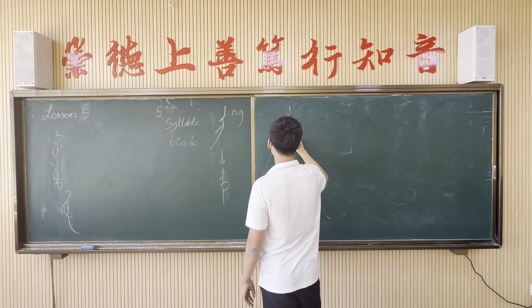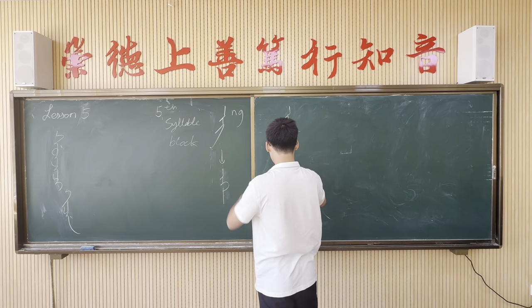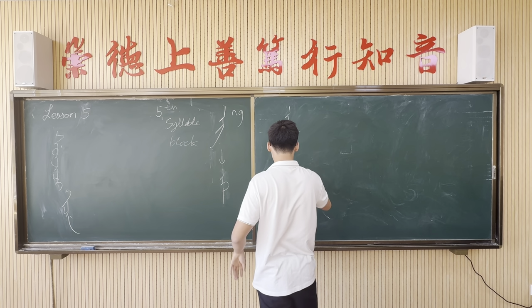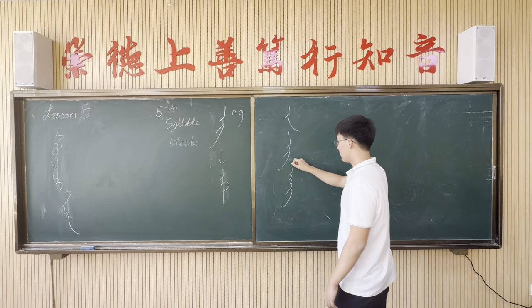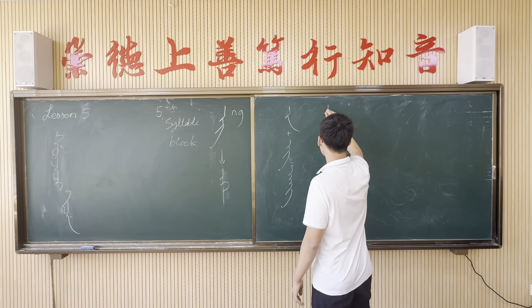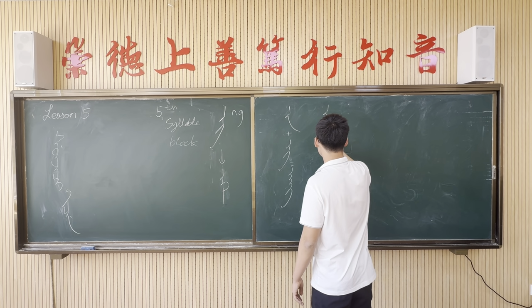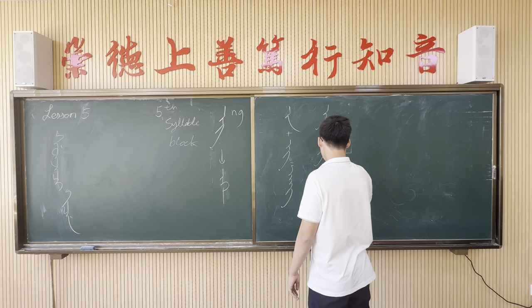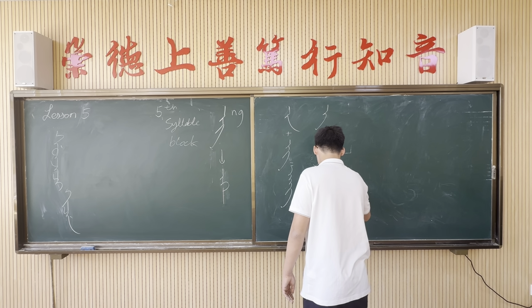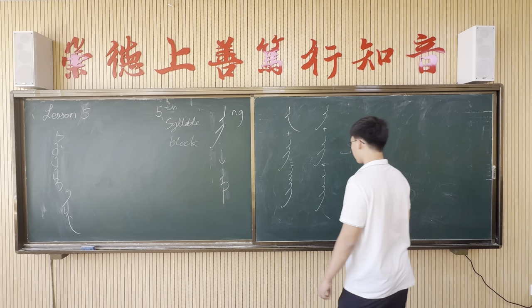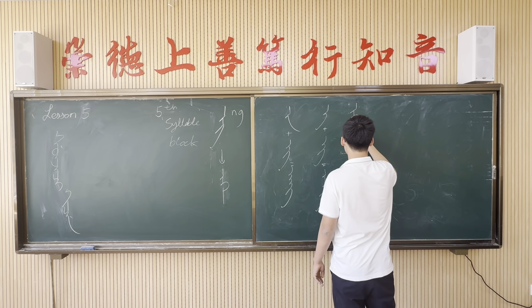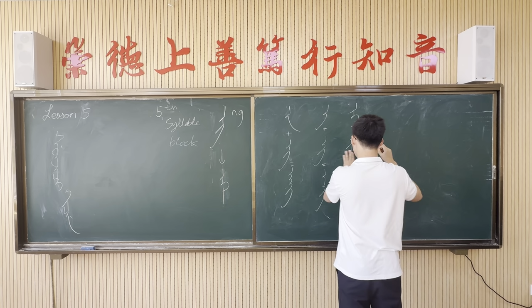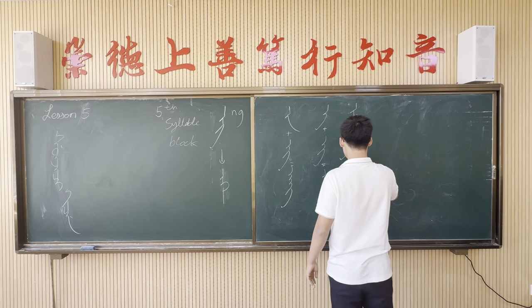When you add a with ng, it becomes ang, right? Ang. For u plus ng, it becomes ung. For i, when you add it with ng, it becomes ing.